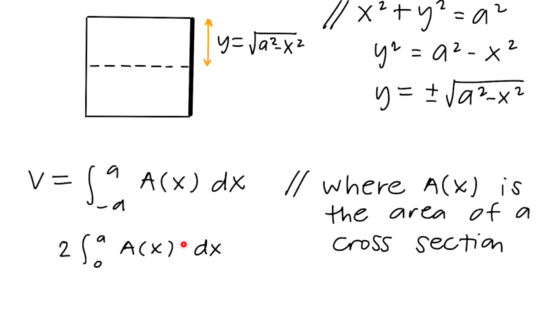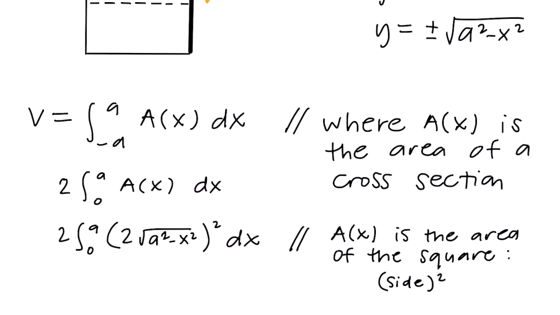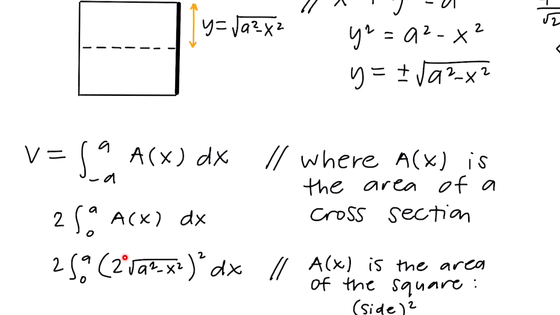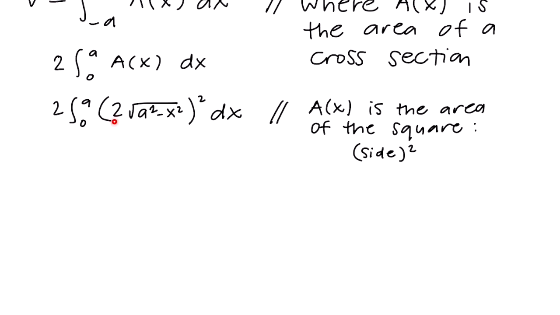Okay, next we have A(x) is the area of the square, and a square's area is the side squared. If from here to here is y equals the square root of a squared minus x squared, the whole side would be 2 times this. So 2 times this expression is the side of the square, and the area of a square is that side squared. And I just made a note that A(x) is the area of the square, and the area of a square is the side squared. So this is the expression for the side of the square, and then we square it.